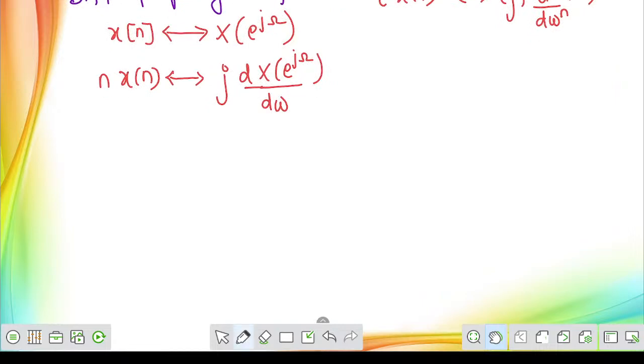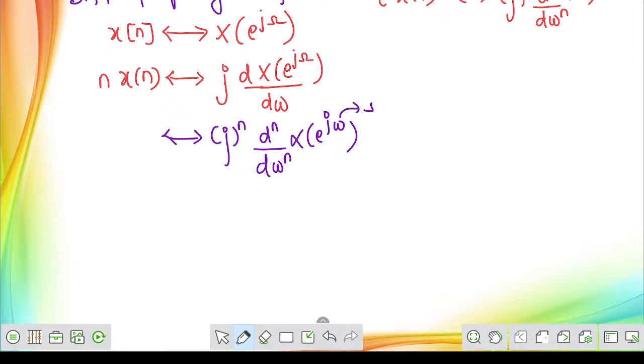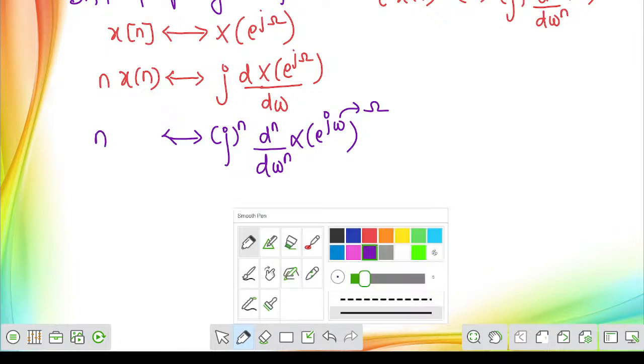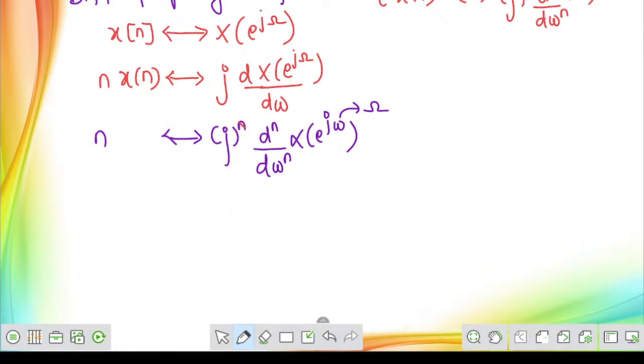If this differentiation has been done n times, it can be written as j power n into d power n upon d omega power n of X of e power j omega. To avoid confusion, I will keep something else, m or p times differentiation. So n power p into x of n. That's it. So this is differentiation.